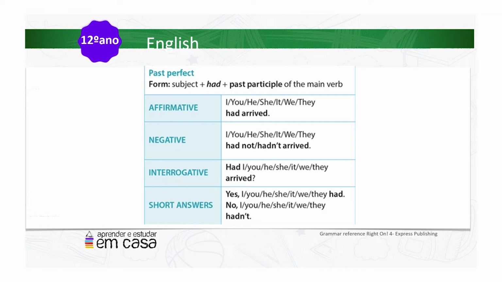I told you many times that the past participle is the third column of the list of the verbs. And I know that you have been studying it and you are learning it by heart. By now, you know many past participles, right? Am I right? You can do past perfect because you have been learning the past participle. So remember, had plus past participle of the main verb. Examples here, had arrived, and negative had not or hadn't arrived. Interrogative, the auxiliary had first, then subject, and then the past participle.